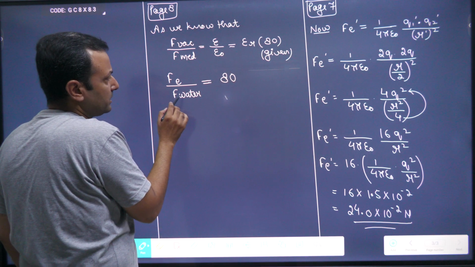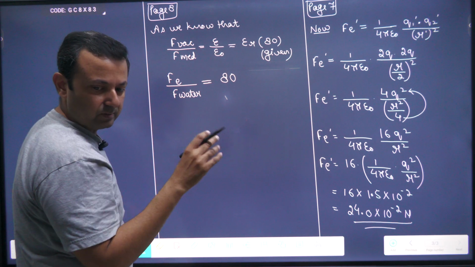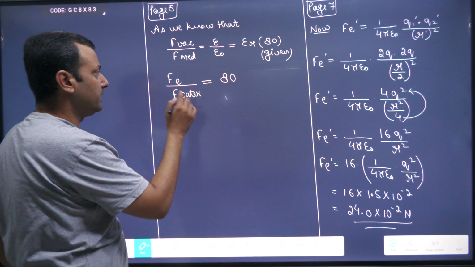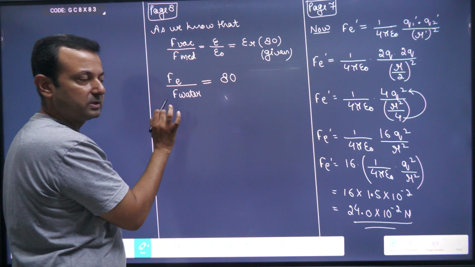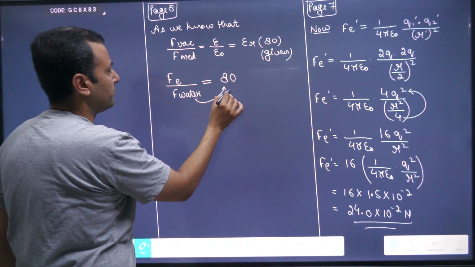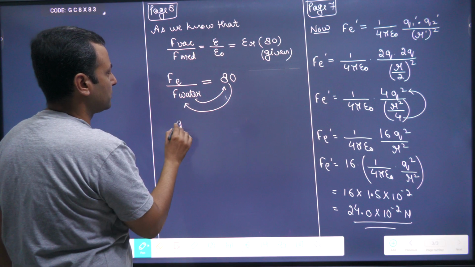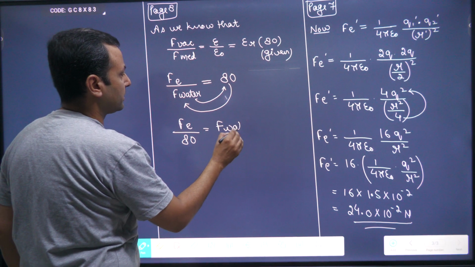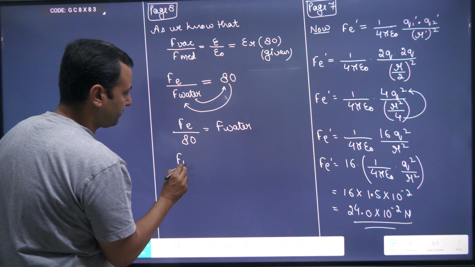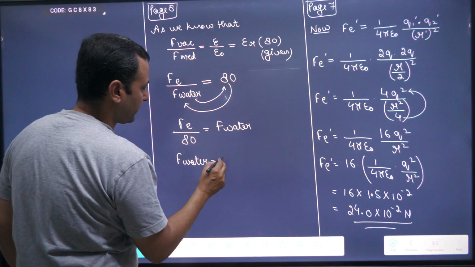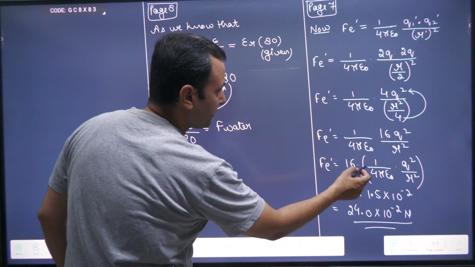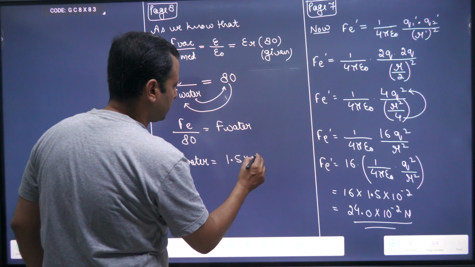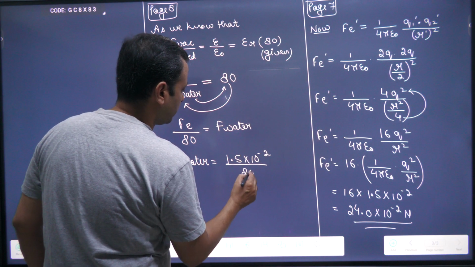Now we want to calculate this F water. What is the force of repulsion when both the charges are kept in water? The new medium is now water. The earlier medium was vacuum, and we have written the force in vacuum as Fe. So F water will go here and this 80 will come here. So Fe upon 80 is equal to F water. We have to calculate this F water. So F water, that is, the force in water, is Fe. What was Fe? Fe was 1.5 into 10 to the power minus 2, upon 80.